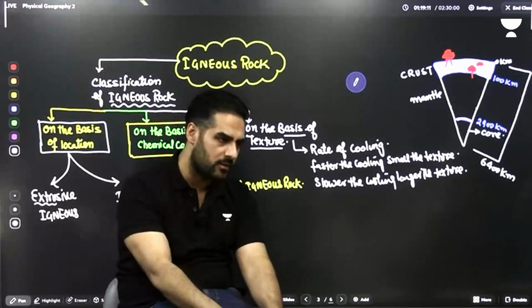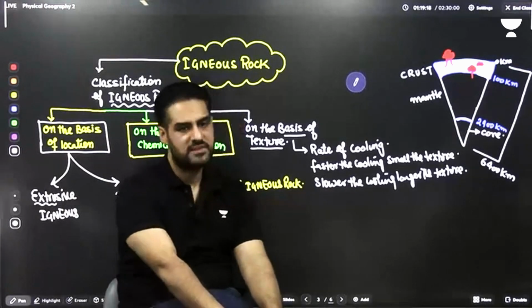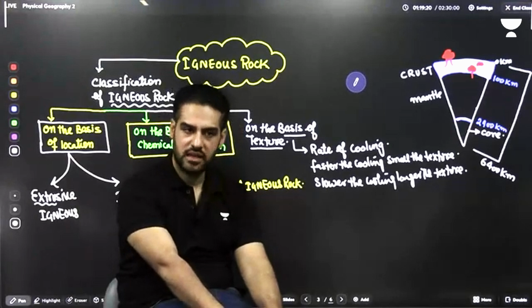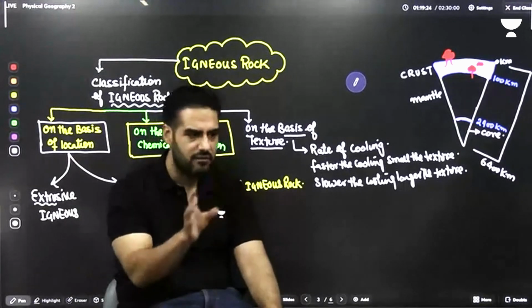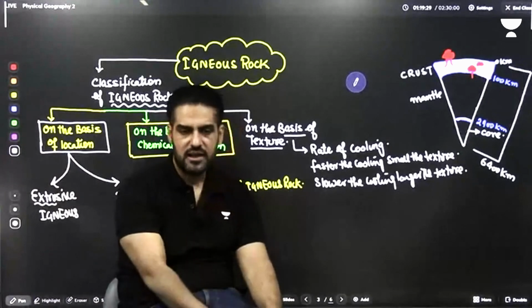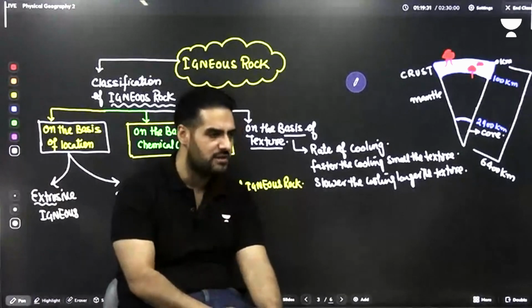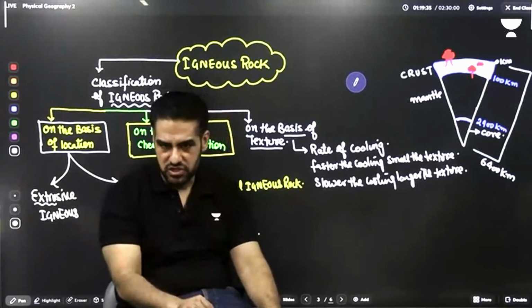On the basis of chemical composition, we have two types of the lava: acidic lava, basic lava. If a rock is made by the cooling of acidic lava, we call them felsic igneous rock. If it is formed by the cooling of basic lava, we call them mafic igneous rock. Let's now come to the acidic lava. Acidic lava is that type of lava in which silica content relatively is more in comparison to iron and magnesium.